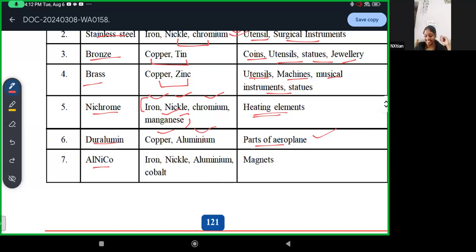Then we have alnico. I don't know why they didn't give it a better name. They just picked the first two letters: Al of aluminium, Ni of nickel, and Co of cobalt. They mixed it and named it alnico. Alnico is used to make magnets. It's a mixture when iron is combined with nickel, aluminum, and cobalt.